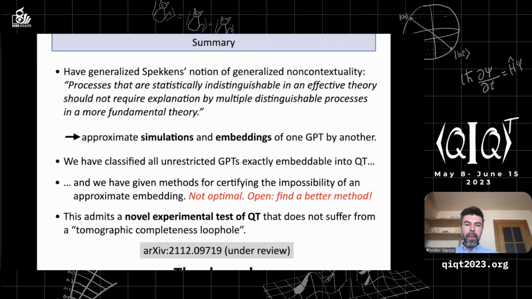And as we've shown, this admits a novel experimental test of quantum theory, very similar to the theory-agnostic tomography that people have done before, that does not suffer from this tomographic completeness loophole, at least not in the same way that people have described in this earlier work. Right, so you find the paper on the arXiv here. And with that, I would like to stop. Thank you very much for your attention.